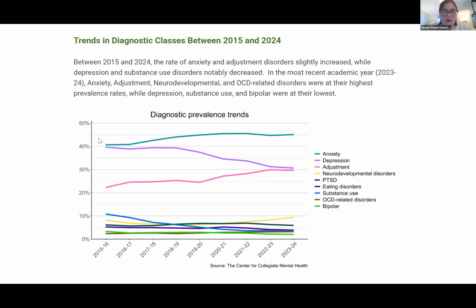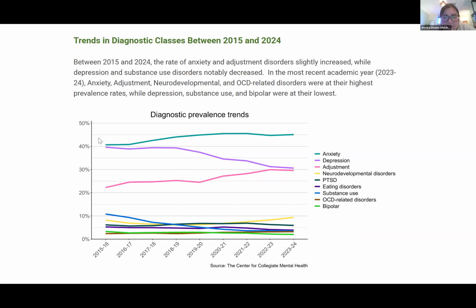Some trends here. Here's a little graph for you that shows the diagnostic prevalence of all of these different mental health disorders from 2015 through 2024. Between 2015 and 2024, the rate of anxiety and adjustment disorders did slightly increase, while depression and substance use disorders notably decreased. In more recent academic years, because this is looking at college mental health, 2023 and 24, anxiety, adjustment, neurodevelopmental, and OCD related disorders were at their highest prevalence rates, while depression, substance use, and bipolar were at their lowest.